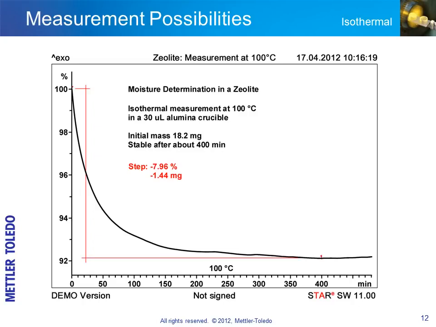The measurement was performed at 100 degrees Celsius in a 30 microliter alumina crucible. After 400 minutes, the weight is stable. The mass loss is approximately 8%.